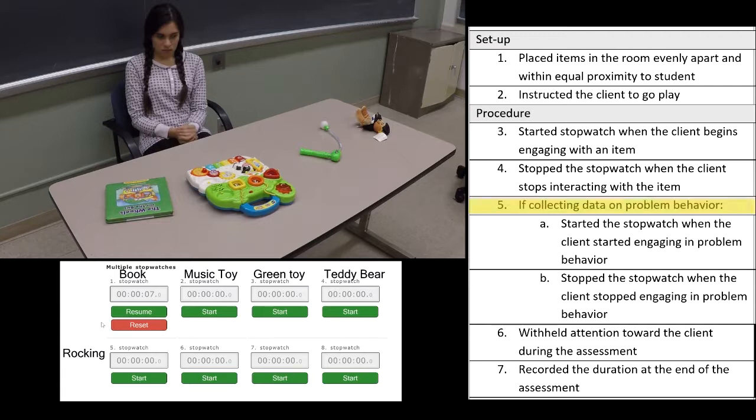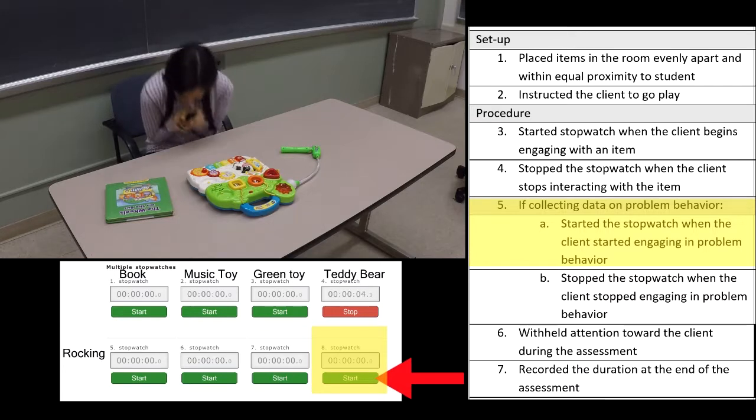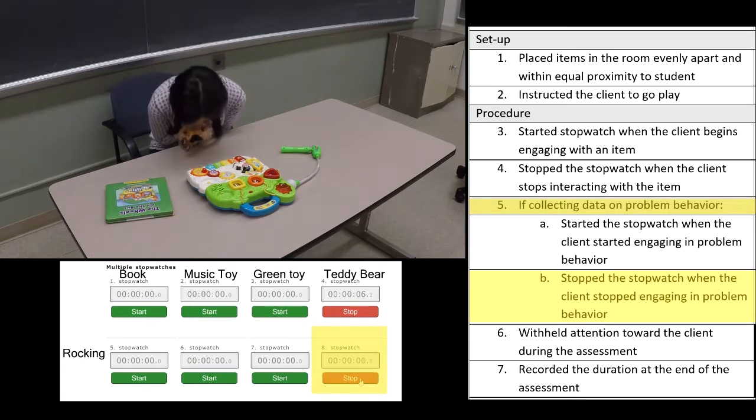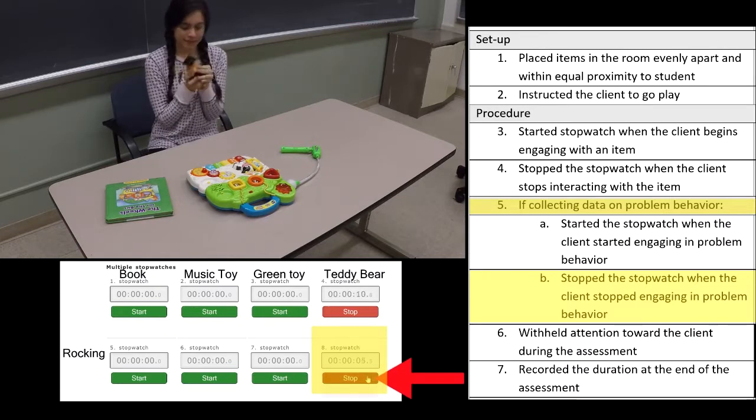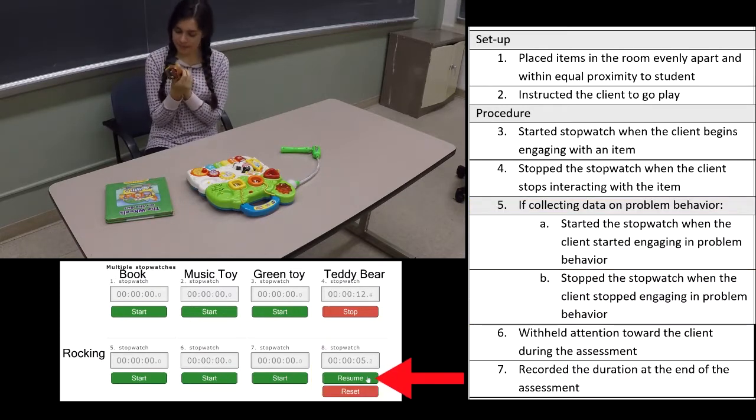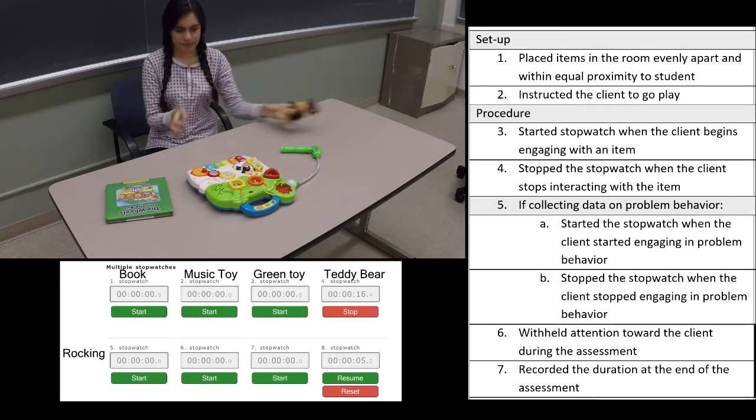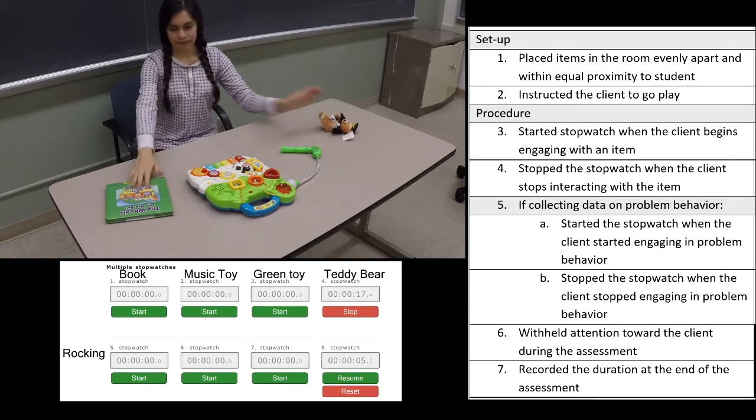If you're also collecting data on problem behavior, you will start the stopwatch when the client starts engaging in the problem behavior while interacting with an item. And you will stop the stopwatch when the client stops engaging in problem behavior. We do this when we want to determine whether the client engages in problem behavior longer when interacting with a specific item.